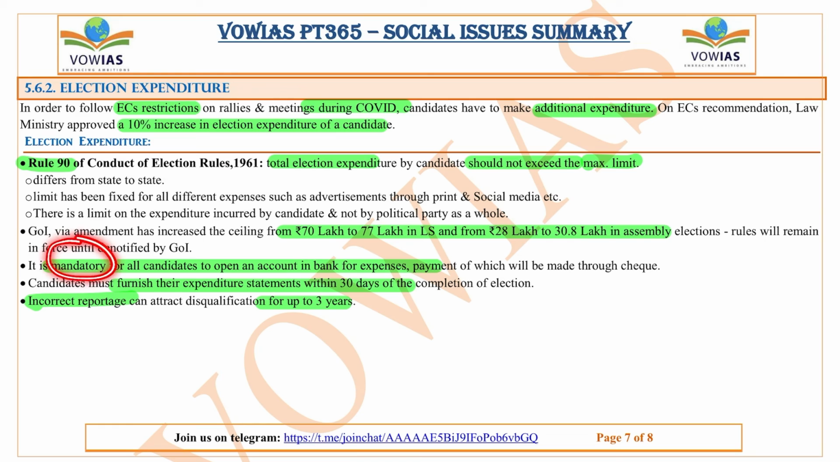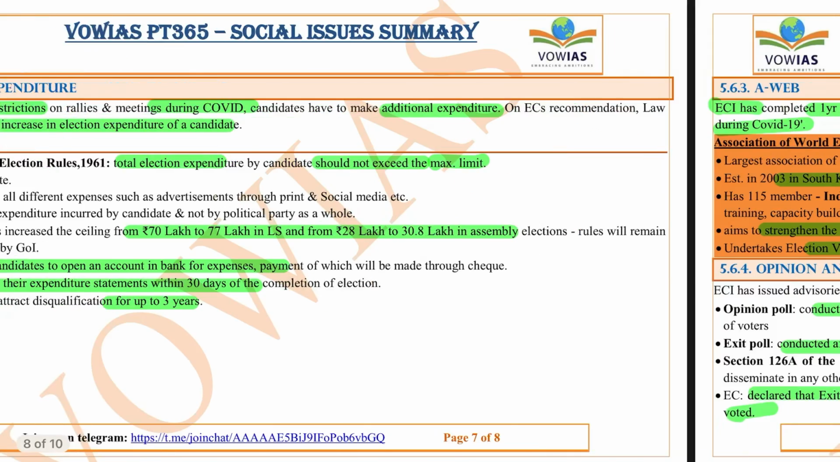It is mandatory for all candidates to open a bank account for the expenses, payment of which will be made through cheque only. Candidates must furnish their expenditure statement within 30 days of the completion of elections. If there is any incorrect reporting with regard to the elections, this will also attract disqualification for up to 3 years. So these are the important provisions regarding election expenditure that we need to know from the examination point of view.